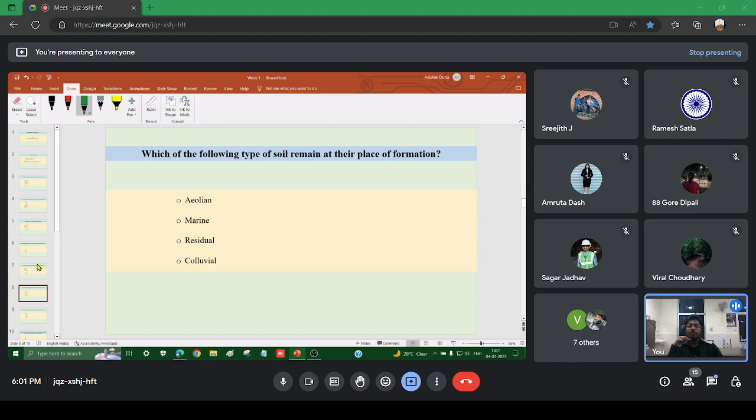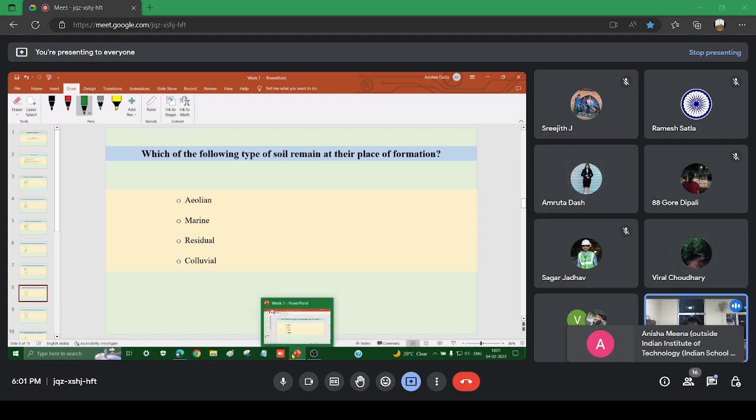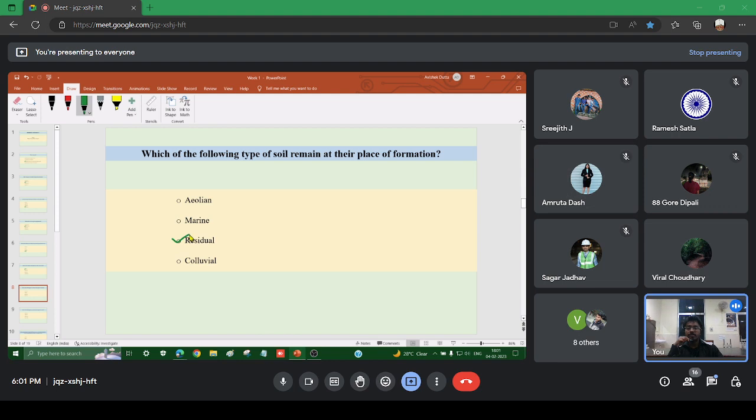Which of the following types of soil remain at their place of formation? This is very easy. Residual soil. Yes, residual soil. I believe we have already discussed all the agents of formation. I'll just repeat once again.